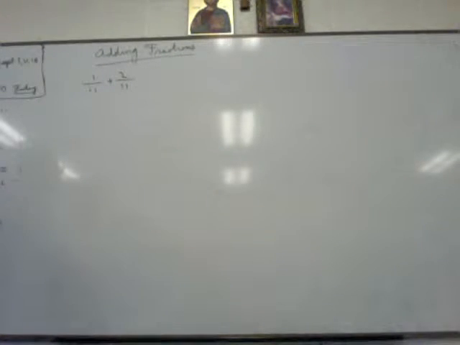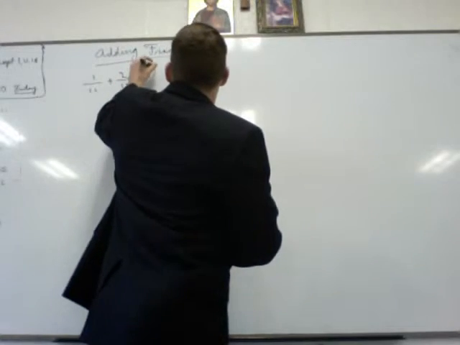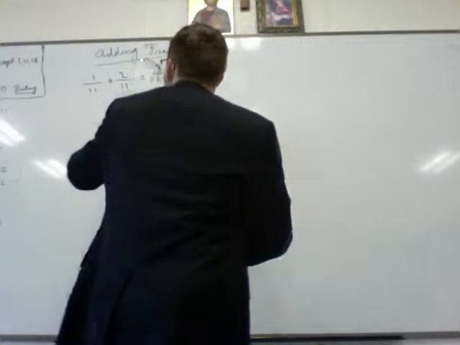3/11. How'd you get 3/11? That's correct. How'd you get that? You just add the top ones and keep the denominator.